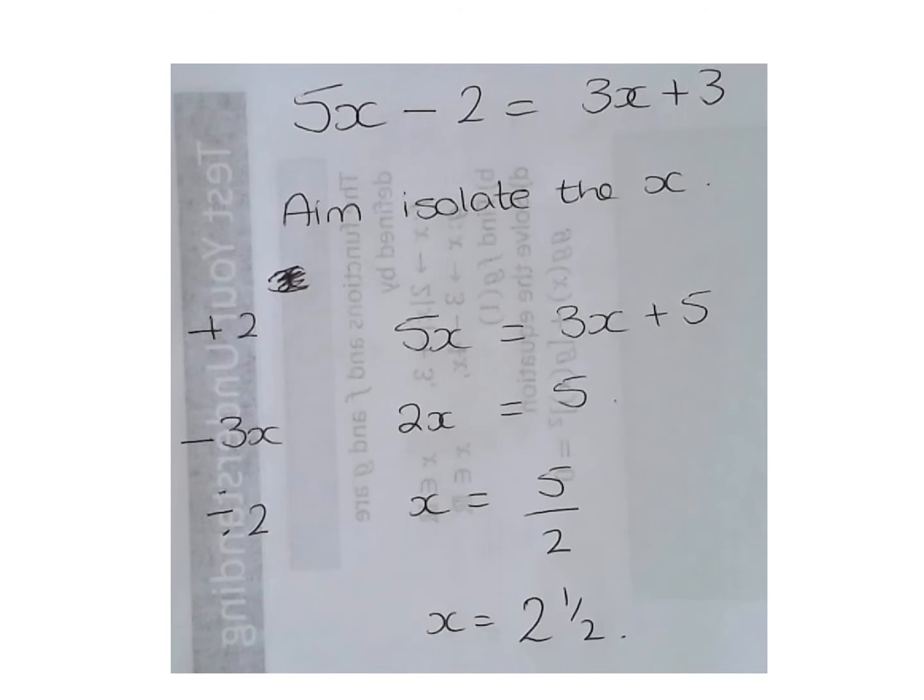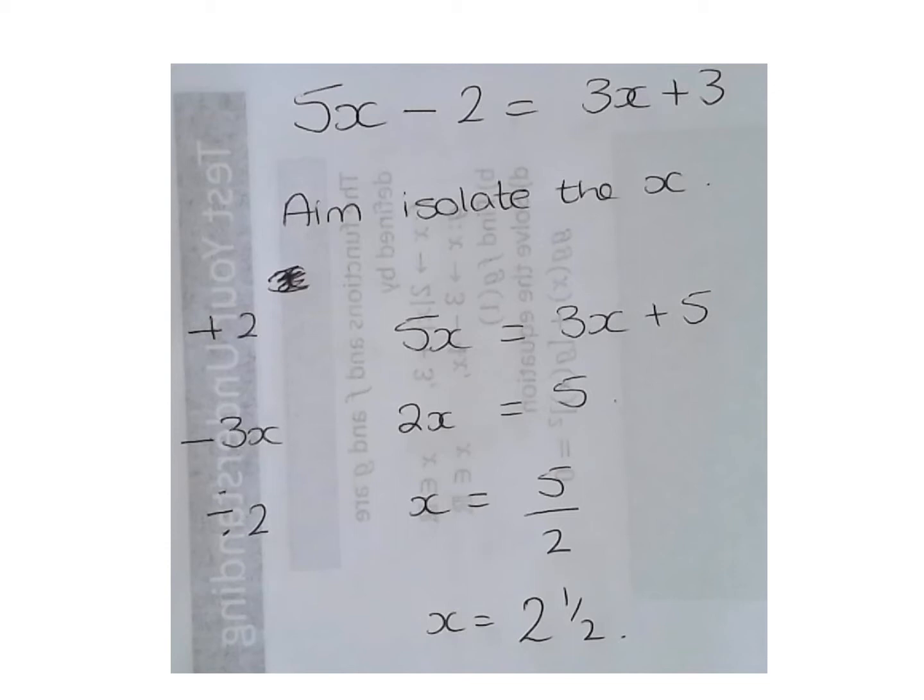Right, I'm assuming you've stopped the video now. So the idea behind this is you're aiming to isolate the x. The first thing I'm going to do, and I have a choice of things to do, but I don't particularly like negative numbers, so I'm going to get rid of the minus 2. If I add plus 2 to both sides, the minus 2 disappears off the left-hand side and I'm left with 5x. Then I'm going to subtract 3x from both sides, which leaves me with 2x equals 5. Divide by 2, x is 5 divided by 2, x is 2.5.